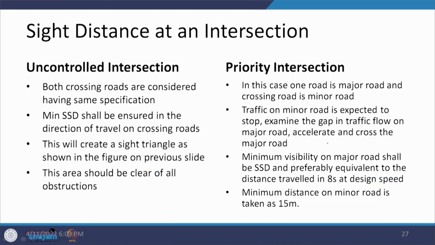The same things have been defined here, defining the priority intersections and the uncontrolled intersections. Uncontrolled, both crossing roads having the same specifications, minimum SSD has to be there. This creates a sight triangle, as I have shown you as A, B and C, and this should be clear of all obstructions. In the case of priority intersections, there is a major and a minor road. Traffic on the minor road is expected to stop, examine the gap, accelerate and cross.